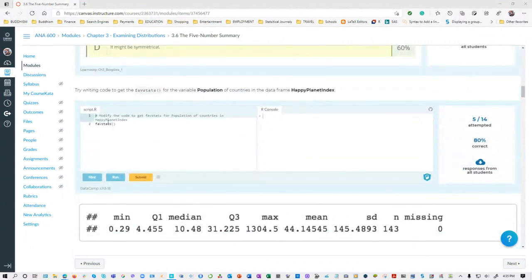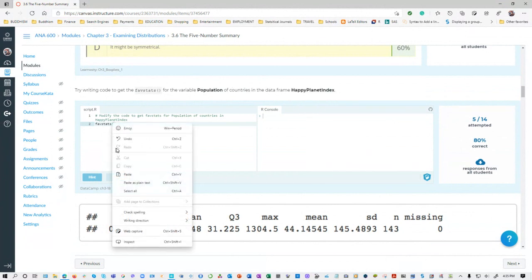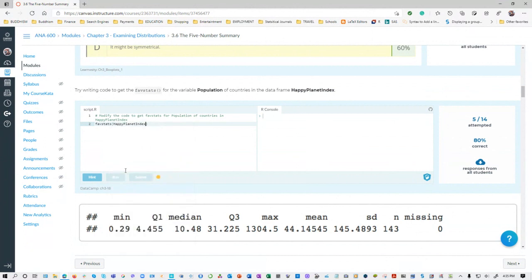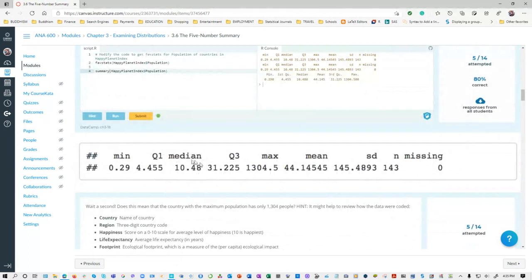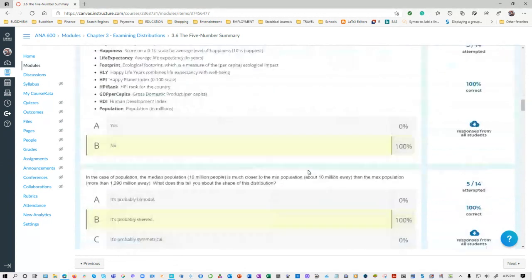You can do the same thing for the population variable in the Happy Planet Index data set. Go to the Happy Planet Index, go to population, that's the variable, and run summary instead. See? You get this. Median 10, mean 4 to 4. They're not going to be that close to each other, so they're not symmetric.